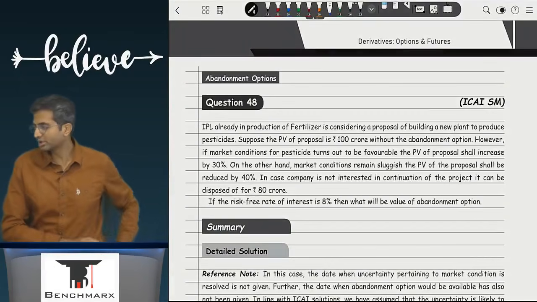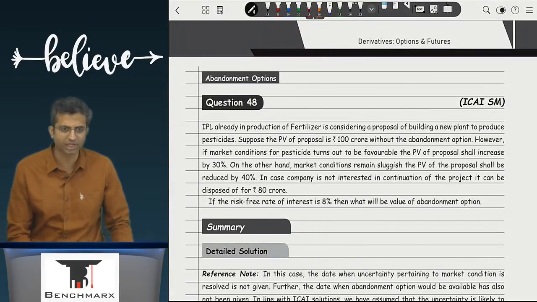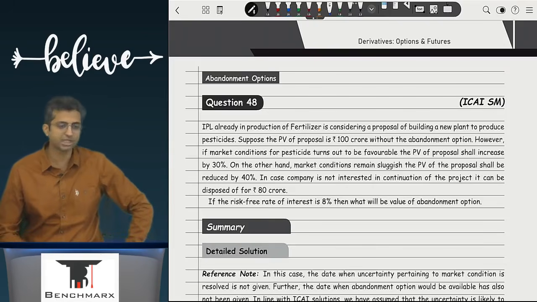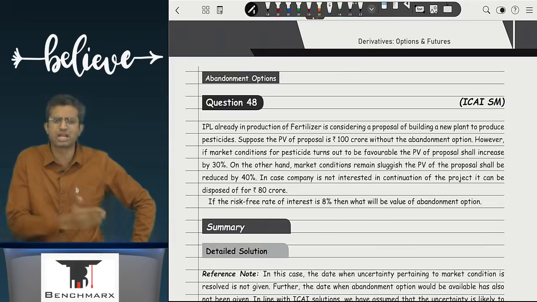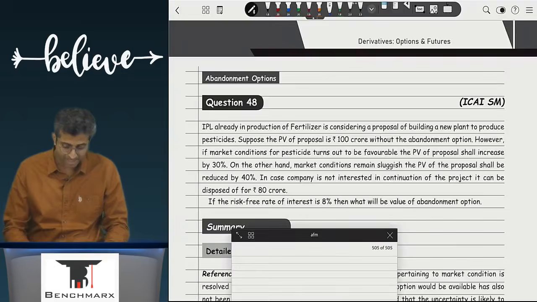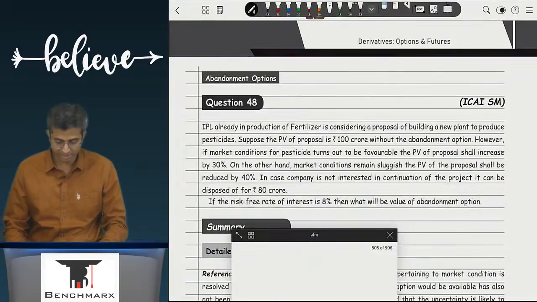So we'll go to the section on real options within derivatives. I think question number 47, 48, 49. These are 3 new questions that have been added along with some theory which has been added within the chapter on derivatives, but that is within the theory section. We'll just review that once separately, but more importantly from the numerical side in derivatives, there have been abandonment options, growth options and a few other options that have been added over here.